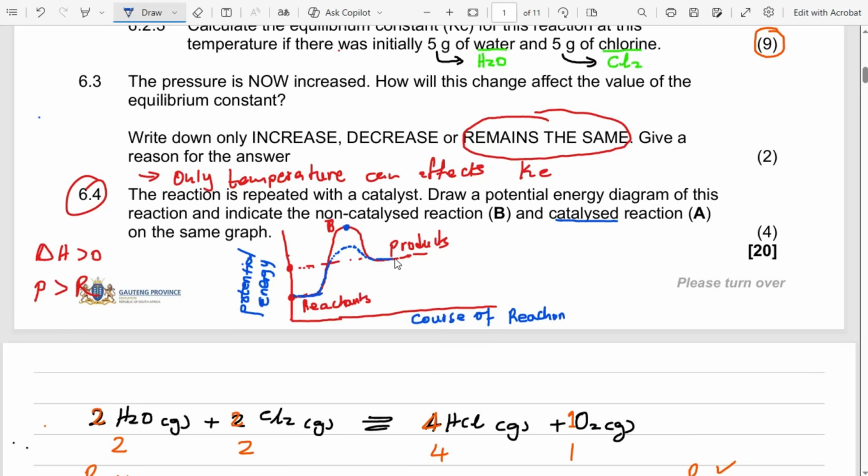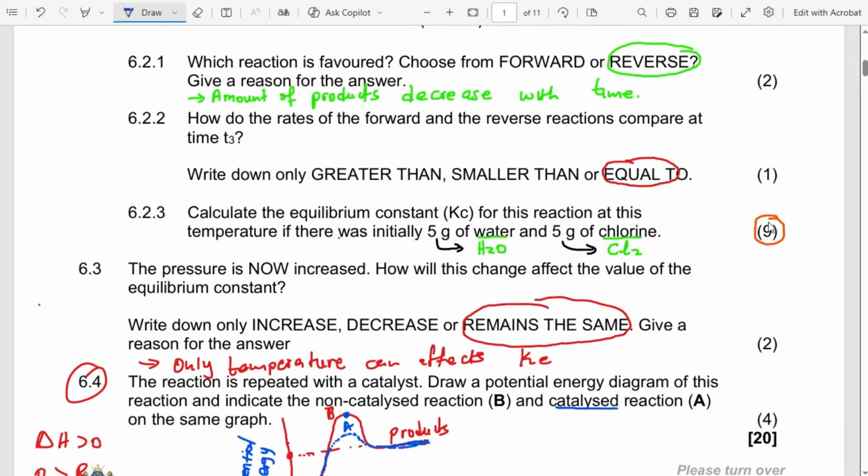but when it gets to there, it should create a new activation energy. You see, the blue one, that will be the graph of A, the one that is catalyzed. It will have a lower peak, but the same amount will be produced. We're going to start with the same amount. And ladies and gents, that's it for this question. This was a very, very long question because of that mark allocation.